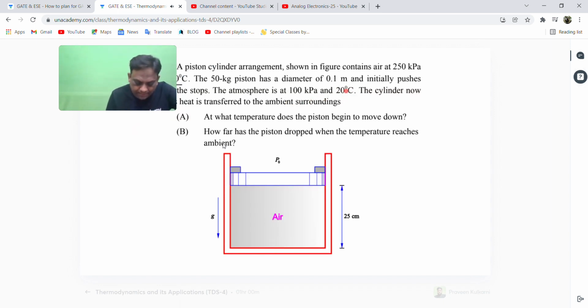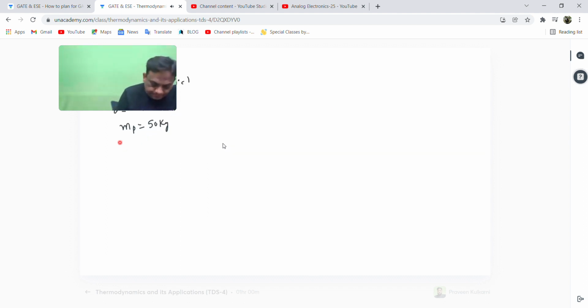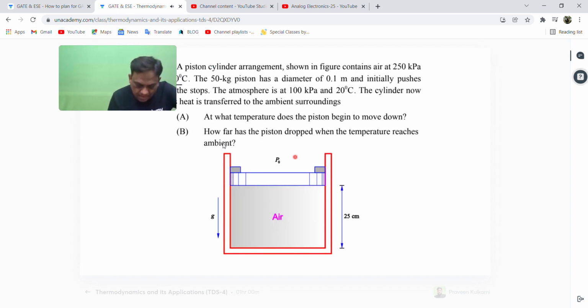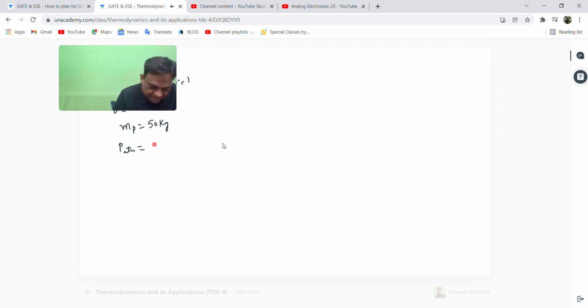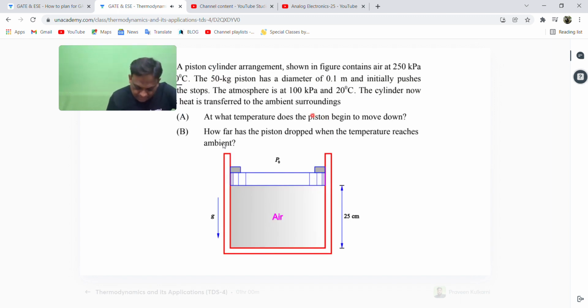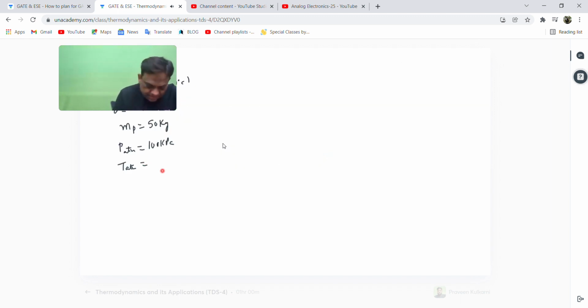The atmospheric pressure is given as, what is the atmospheric pressure? देखो एक बार. 100 kilopascal. And the atmospheric temperature is 20 degrees centigrade.